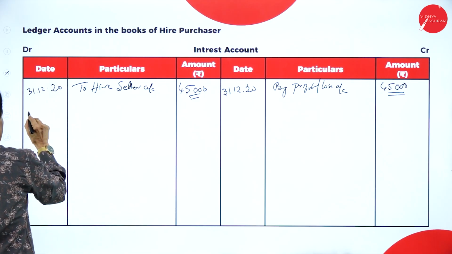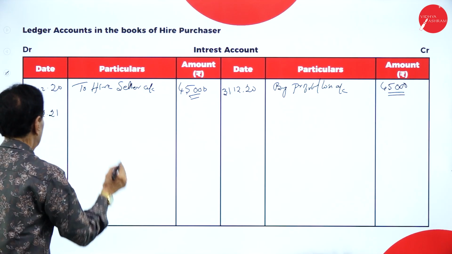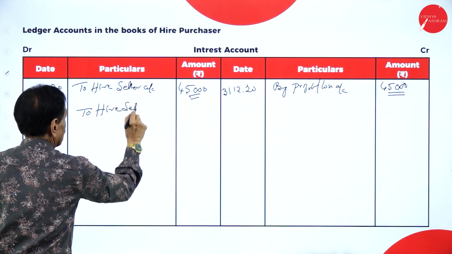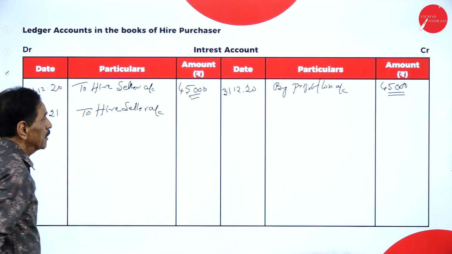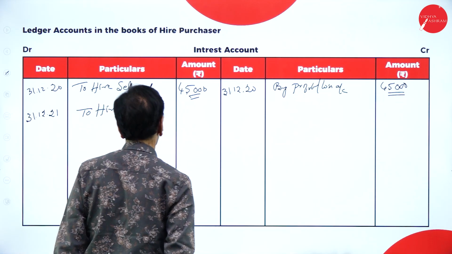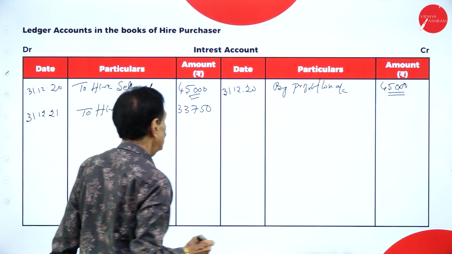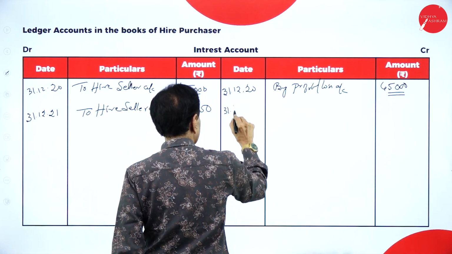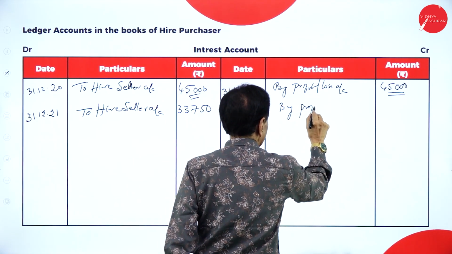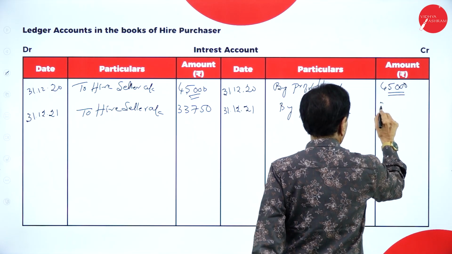Second year, 31st December 21, to hire seller. What is the interest of second year? 33,750. Transfer to profit and loss account, 31st December 21, by profit and loss, 33,750.